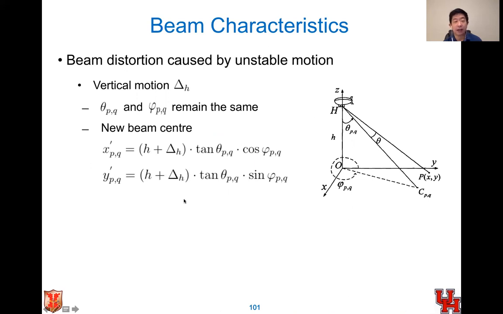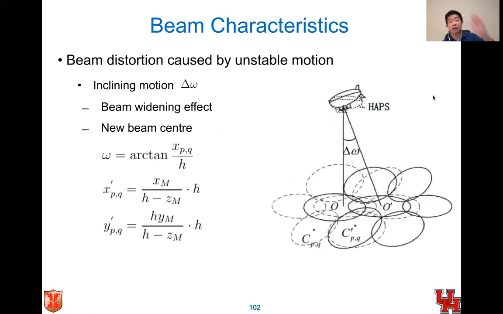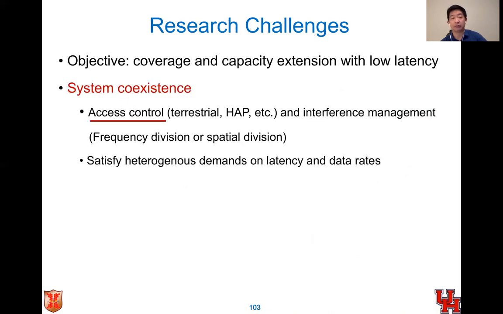So what is the effect on the new beam? Because it's still within the atmosphere, and sometimes the HAP has an inclining motion. In this case, your beam is also shaking around, so what is the effect of that? This is basically a beamforming consideration, and I should put the citation here. David Grace from the UK is working on this area.